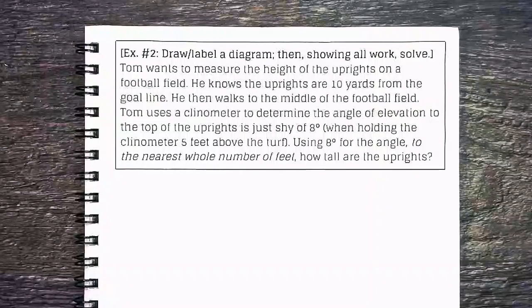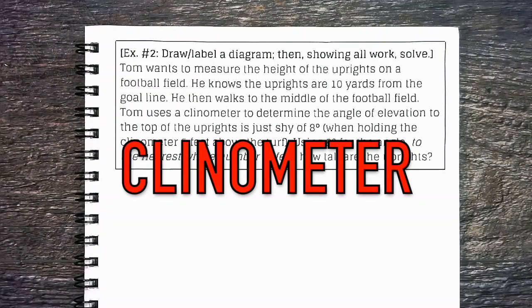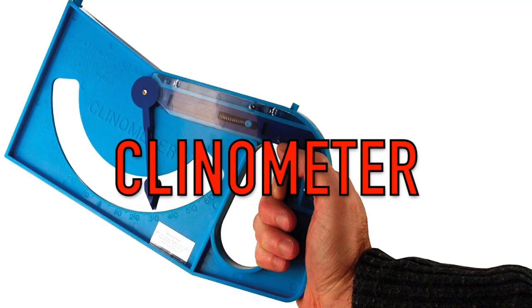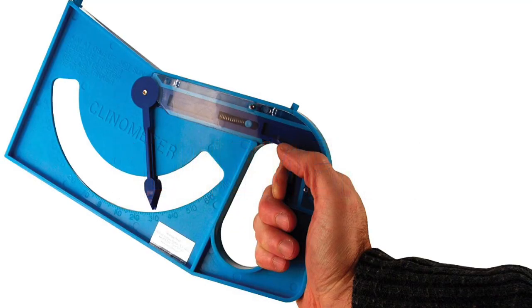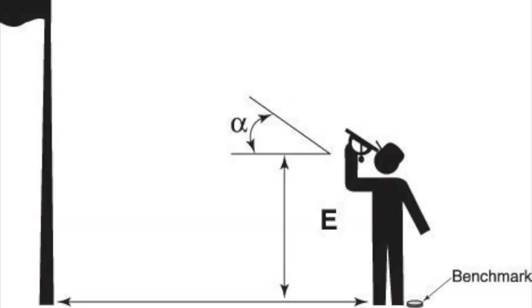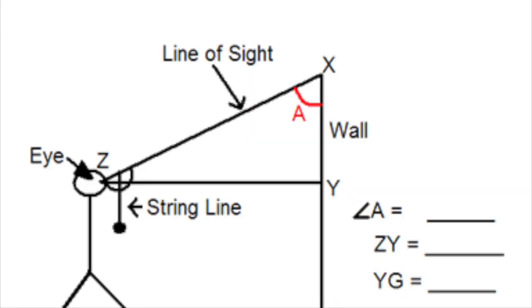Tom wants to measure the height of the uprights on a football field. He knows the uprights are 10 yards from the goal line. He then walks to the middle of the football field. Tom uses a clinometer to determine the angle of elevation to the top of the upright is just shy of 8 degrees when holding the clinometer 5 feet above the turf. Using 8 degrees for the angle, to the nearest whole number of feet, how tall are the uprights?